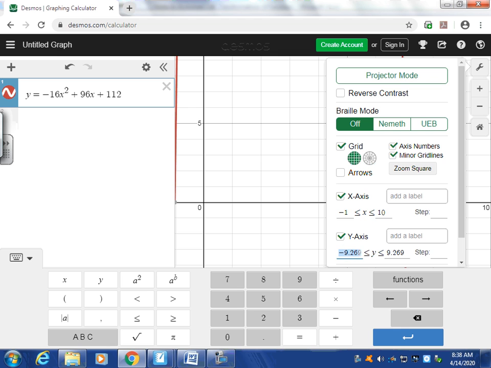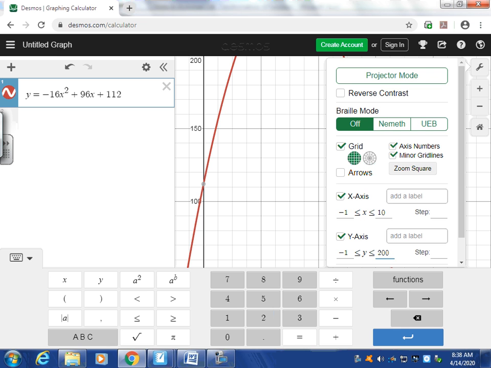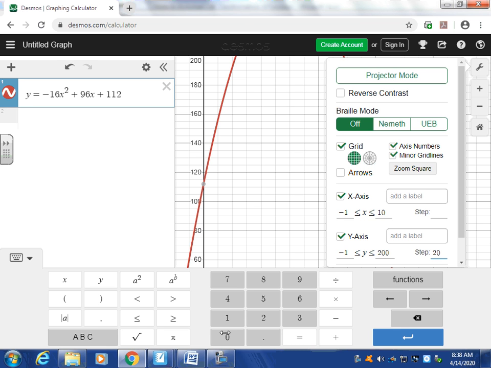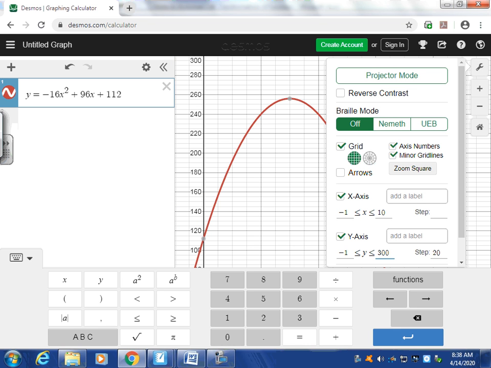But the height is the problem. So let's put in -1 so we have a little bit below the x-axis. And since we know the y-intercept is 112 in this problem, because that's the number on the end of your formula, you know you're going to have to go more than that. So let's just put in 200, and let's let it step by 20s. If that doesn't work, then we can adjust it. Well, as you can see, I can't see with the 200, so I'm going to put in 300. Now I can see the top of my graph, so I think I've got my scale set up correctly.